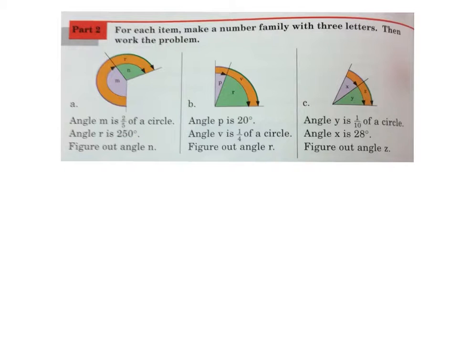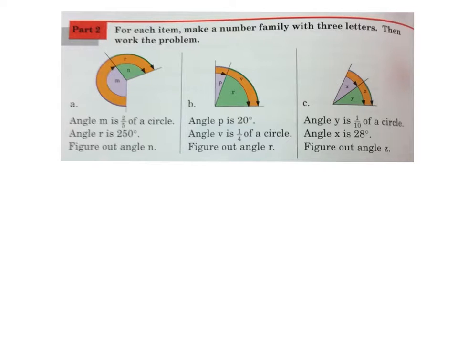So for part 2, the instructions say for each item you're going to make a number family with 3 letters. In each of the problems, the information about the whole angle or one of the smaller angles is not given. And if you see here, one of the problems even tells about a fraction of a circle. So you're going to use that fact to work the problem. So here it says that angle M is 2/5 of a circle. We know that angle R is 250 degrees. And so we have to figure out angle N.